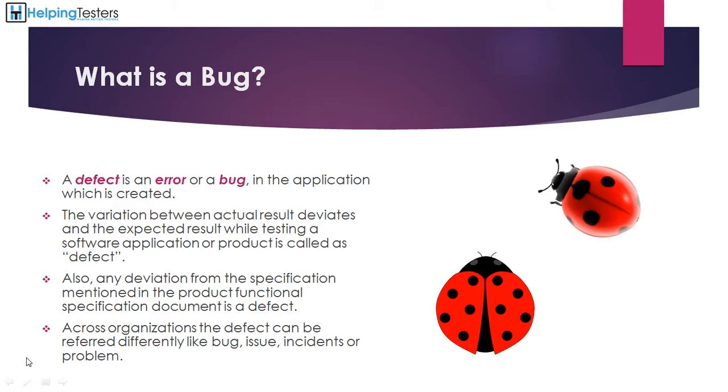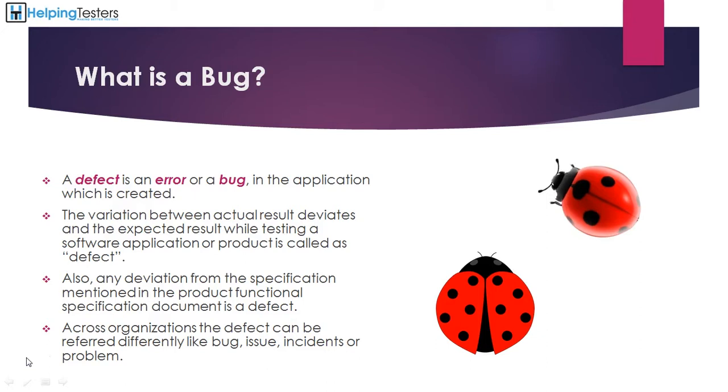For example, if you're testing a website, if you go to the home page and there is any spelling mistake, that is also a defect. These issues are called cosmetic issues or cosmetic defects. Cosmetic defects are nothing but defects that do not need major technical effort to fix. Those are called cosmetic defects.